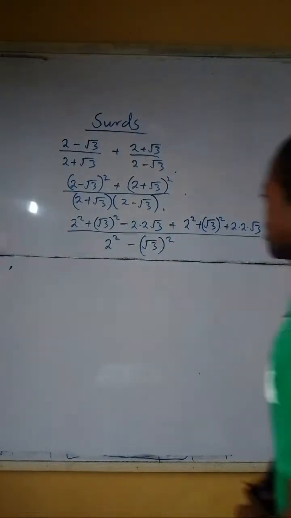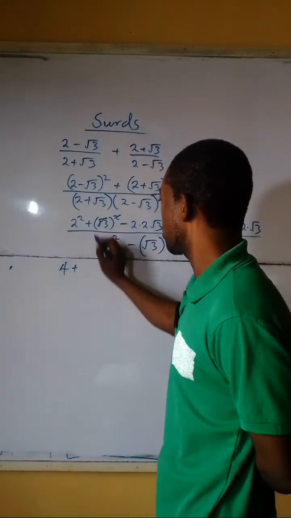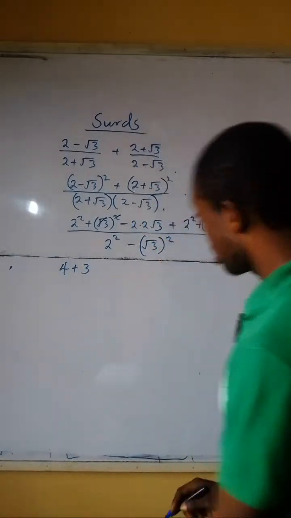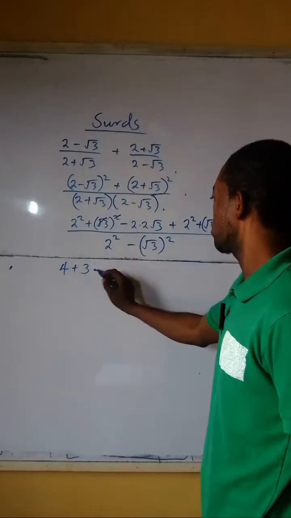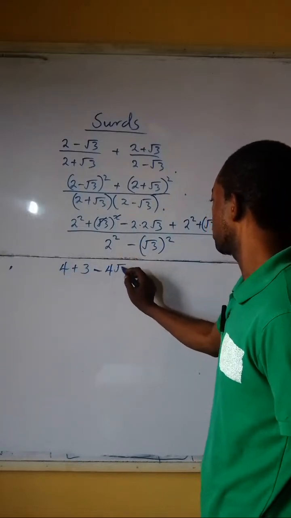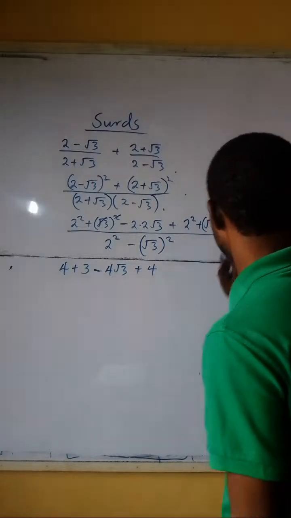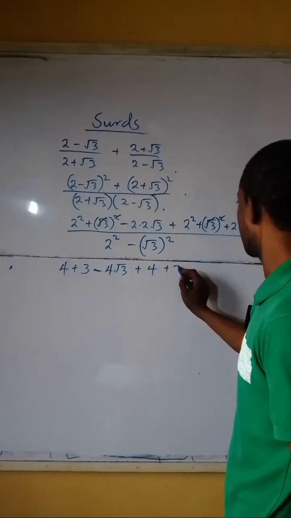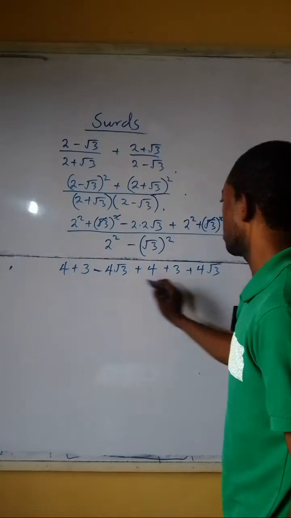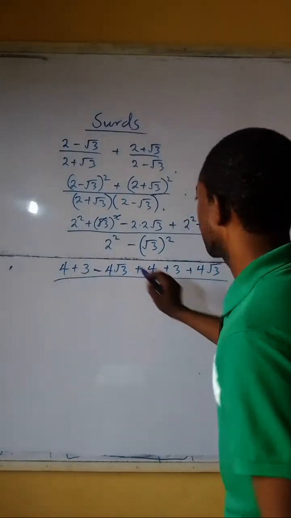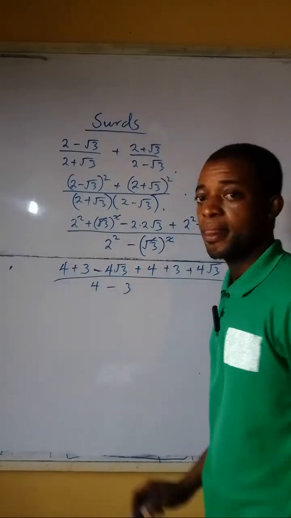When we simplify this now, 2 squared is 4, then plus, square cancels square root, we have 3. Then we have minus 2 times 2, that's 4, so minus 4 root 3. Then also plus 2 squared, that's 4. Also square cancels square root, we have plus 3. Then we have plus 4 root 3, which is divided by, from here, 2 squared, that's 4, then minus, square cancels square root, that's 3.